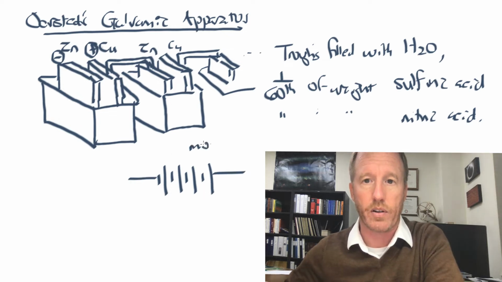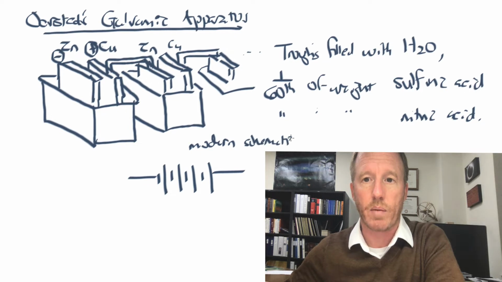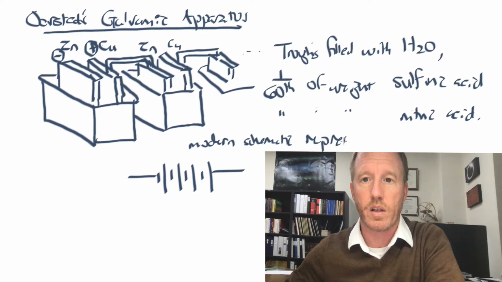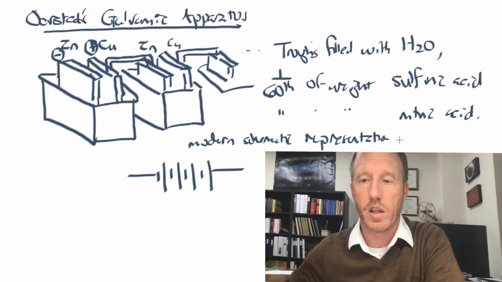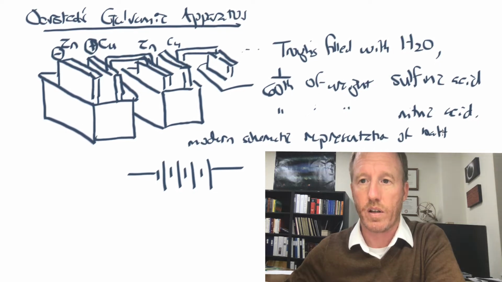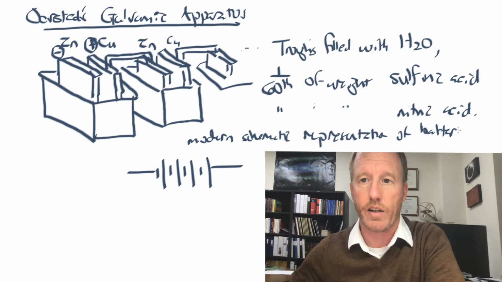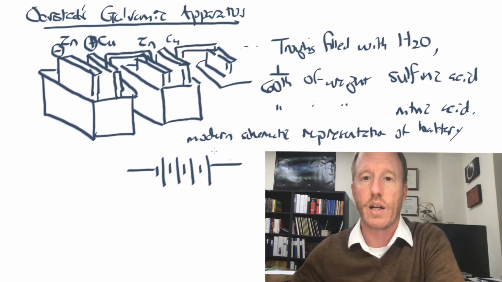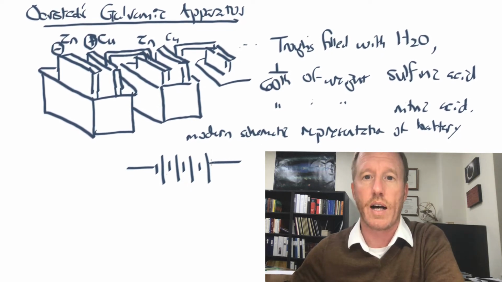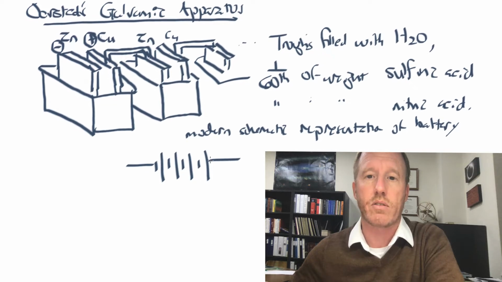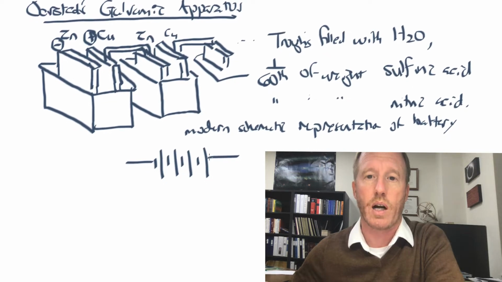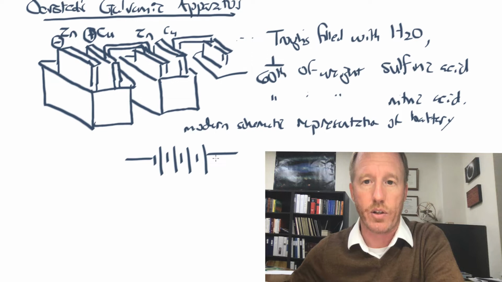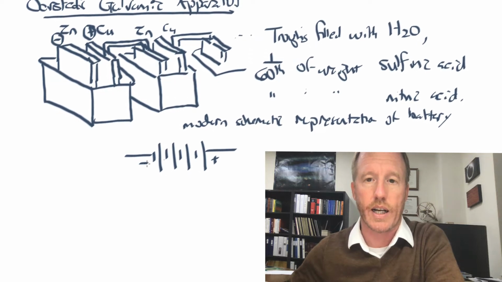So this is a modern schematic representation of a battery. It could be a different kind of battery, different kinds of materials. Nonetheless, it has the same representation. And these lines represent these stacks of different plates: copper, zinc, copper, zinc, copper, zinc, copper, zinc, and so on. And then you'll have a positive charge on this end and a negative charge on this end.